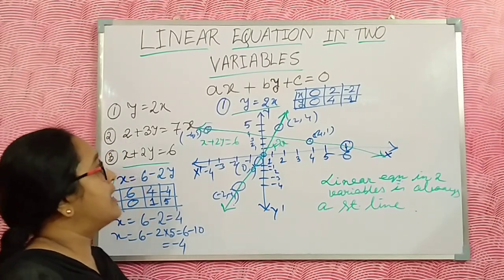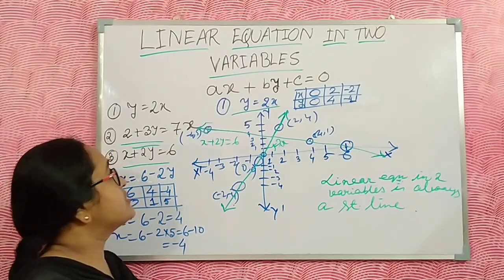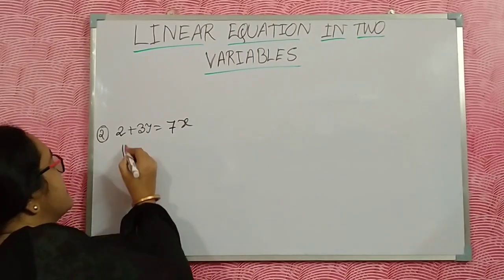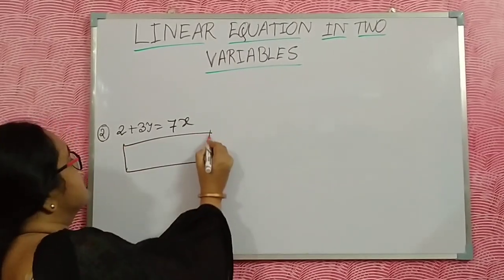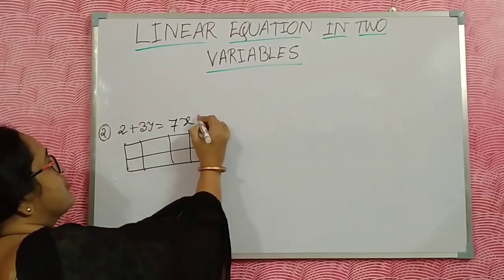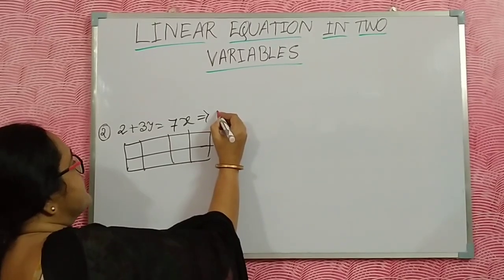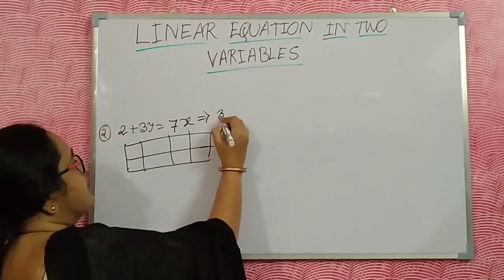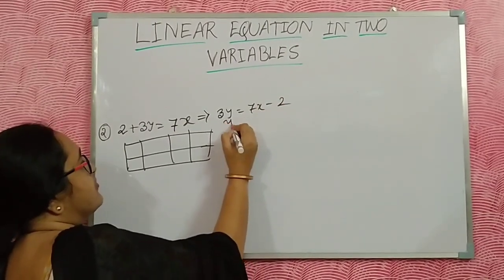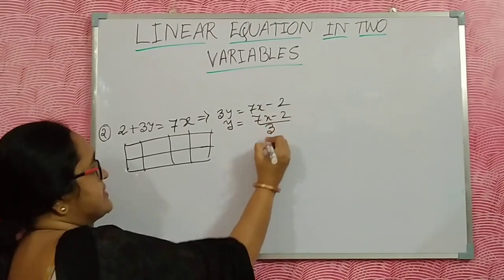Now I am going to discuss this one. Before going to discuss this one, I just rub the board. Now I discuss this one. Just to convert this one, 3y is 7x minus 2, then y becomes 7x minus 2 by 3.